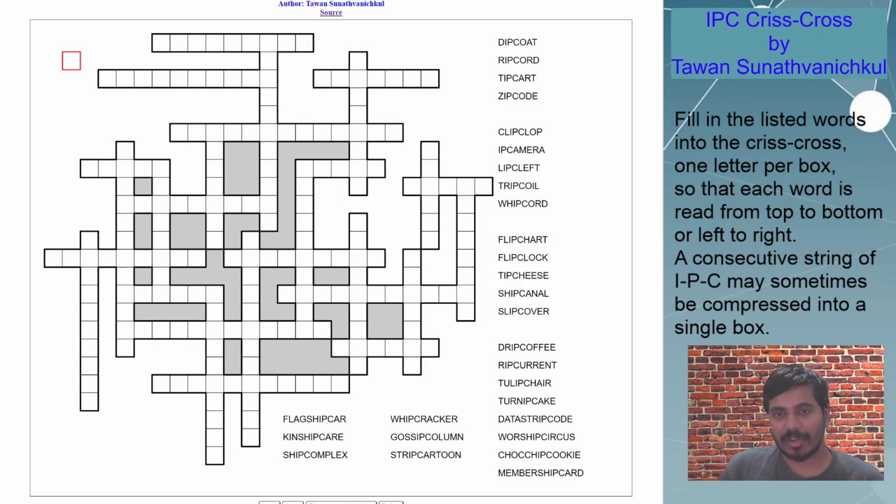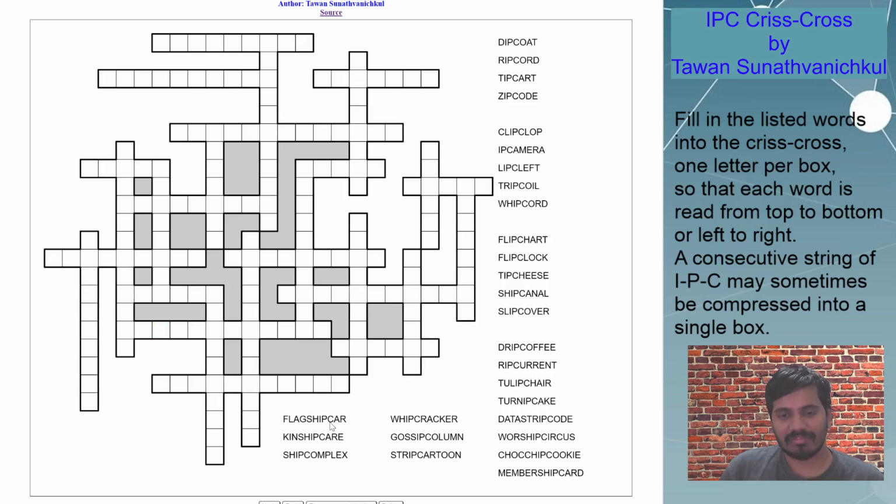First of all, the rules of IPC Criss Cross Puzzle. You need to fill the given list of words into this crisscross board. The words should read from left to right or top to bottom. Right? You can read it. It should read from left to right or top to bottom.